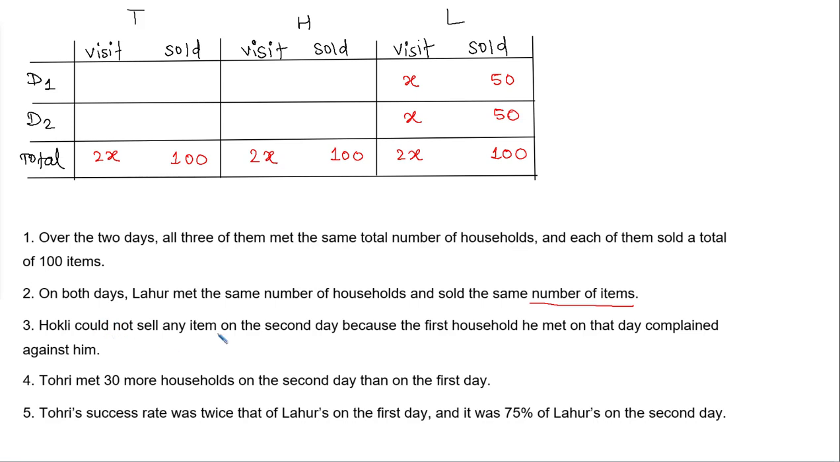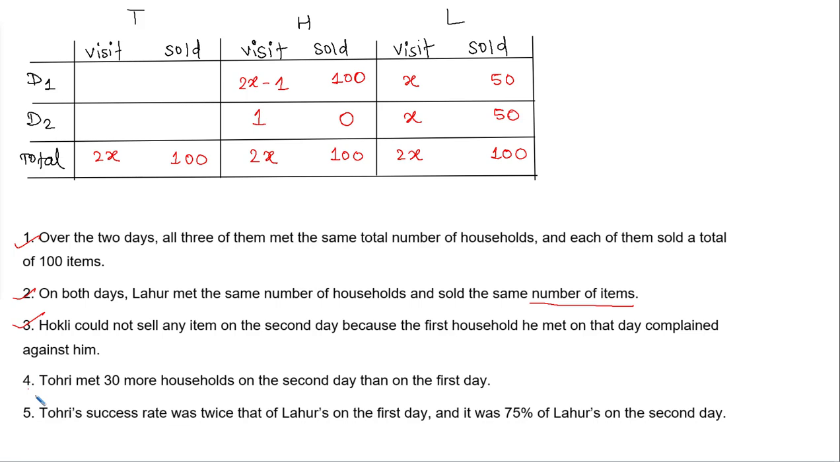After that, H could not sell any item on the second day because the first household he met on that day complained against him. It means H visited only one household on day 2 and he sold 0 articles on day 2. It means all 100 articles are sold on day 1 by H, and on day 1 he visited 2x minus 1 households. So we're done with the first 3 statements over here.